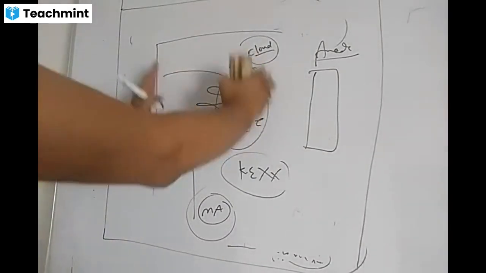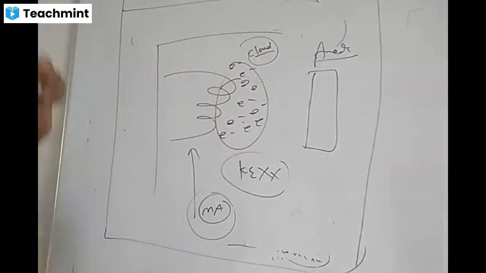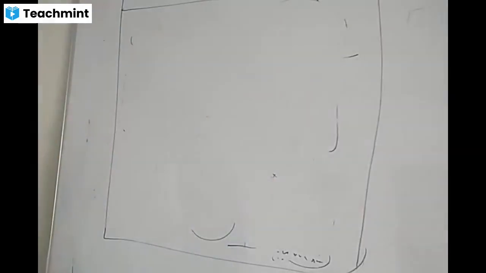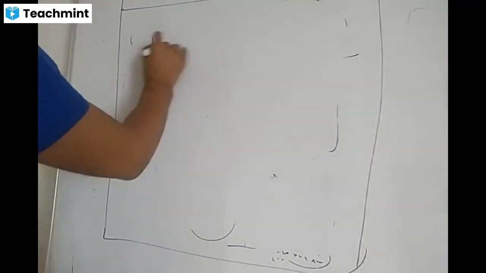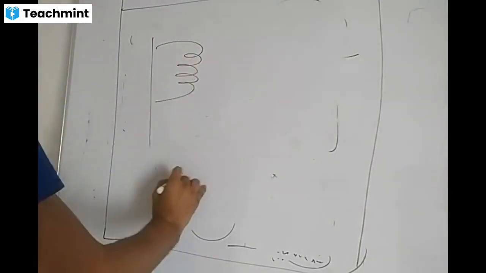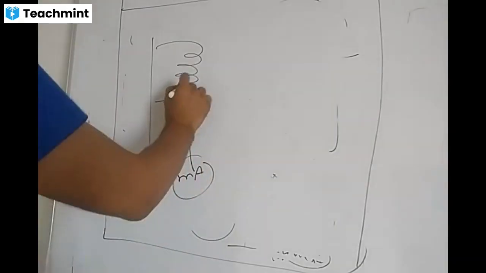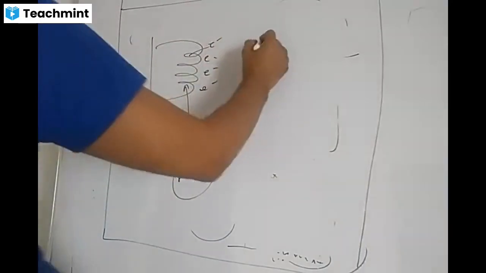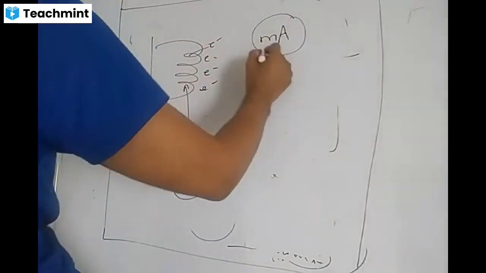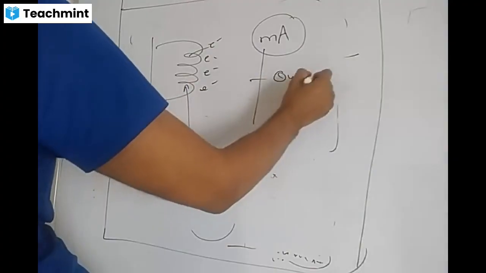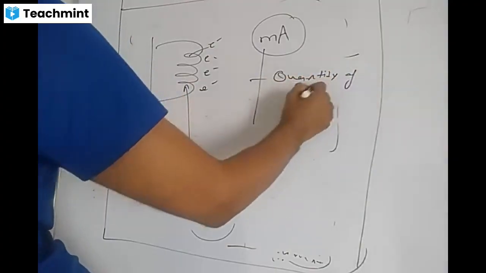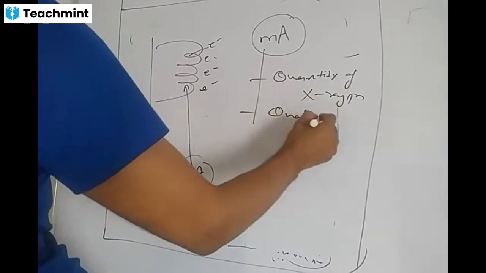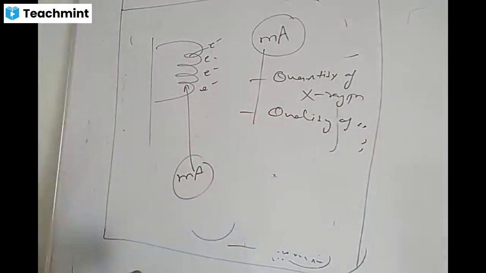From this filament portion, in the 2020 ICAR exam, they asked one MCQ. This is your filament, and what we give, milliampere, will heat it and electrons will come out. The MCQ was: milliampere is related with the quantity of X-ray produced, or the quality of X-ray produced?